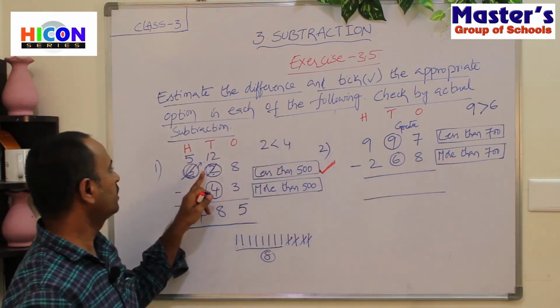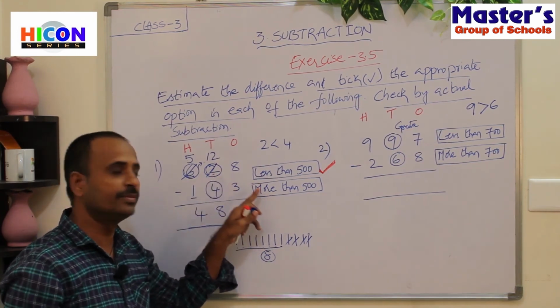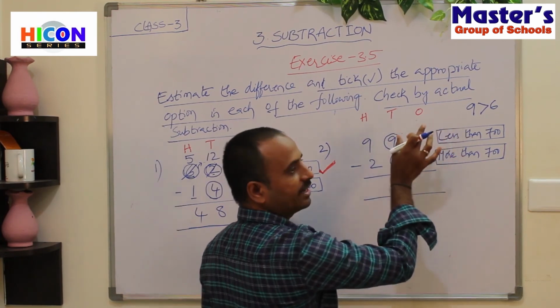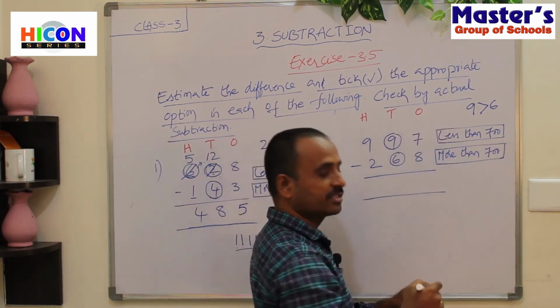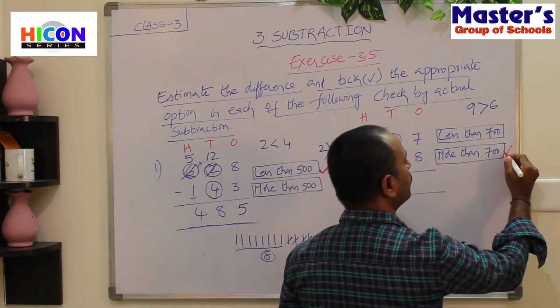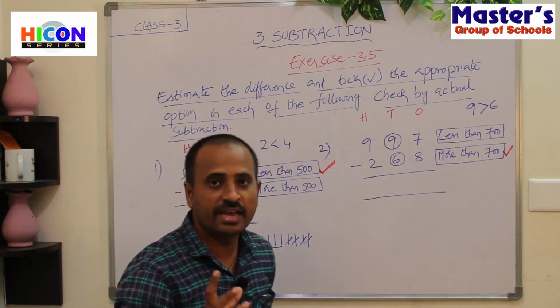If the first digit is less, the estimation is also less. Here the 9 is the greater number. That's why the difference is also more than 700. So put a tick mark for this. The difference will be more than 700.